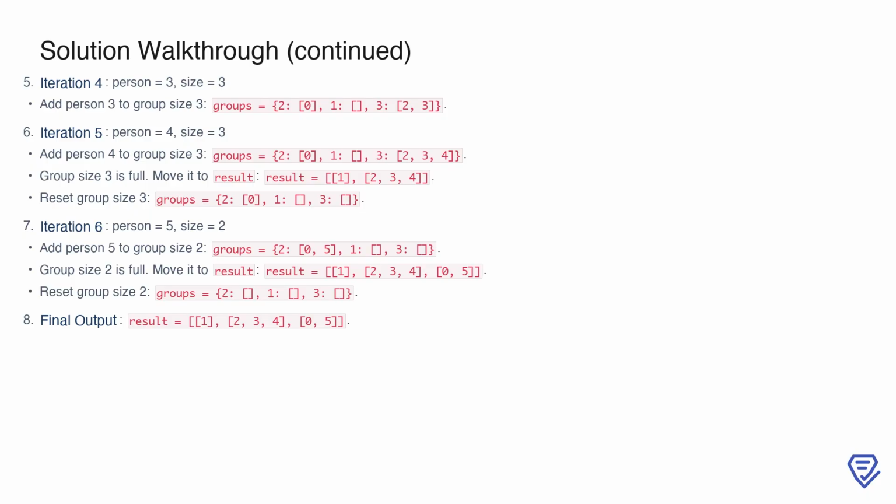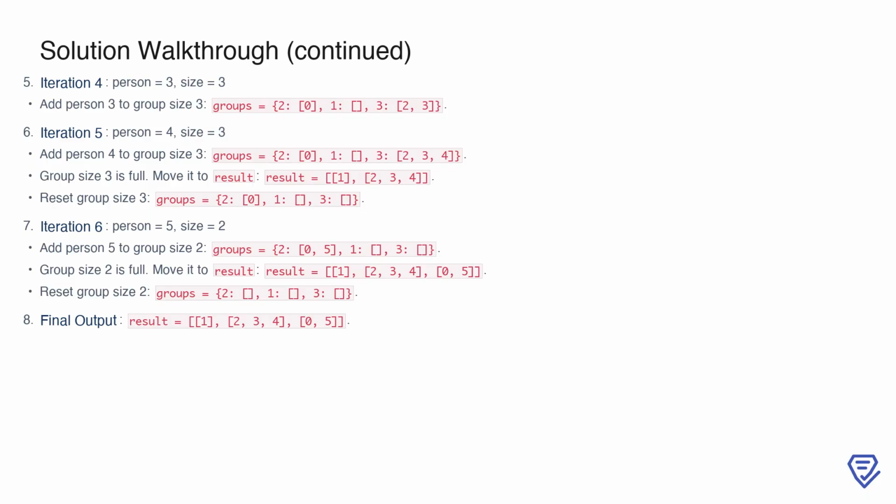Next, person 3 also has a group size of 3. We add them to the existing list for this group, updating groups to 2, 0, 1, 3, 2, 3. Similarly, person 4 with the same group size is added to the list, resulting in groups 2, 0, 1, 3, 2, 3, 4. This group is now full, so we move it to the result list, updating result to 1, 2, 3, 4. We reset group size 3 in the dictionary, leaving groups as 2, 0, 1, 3.